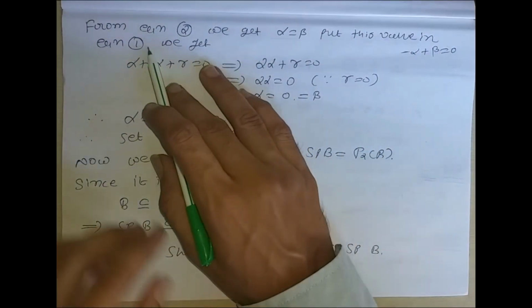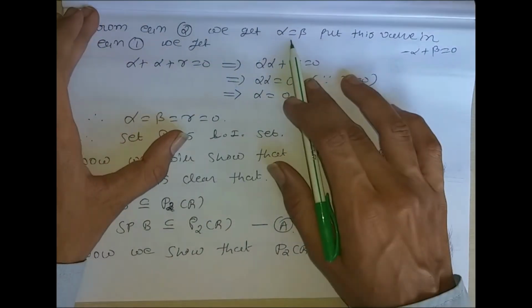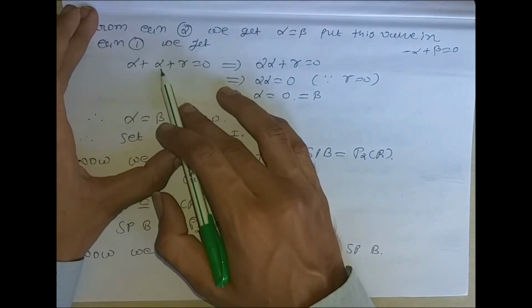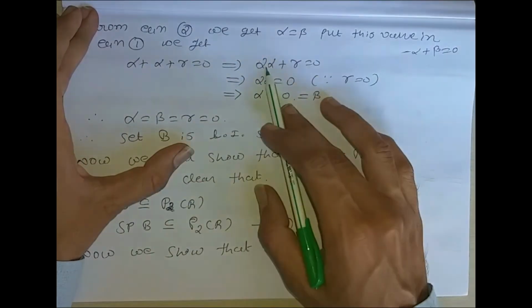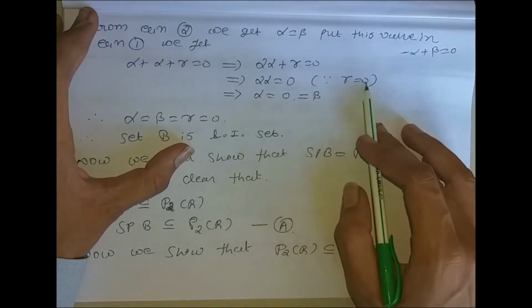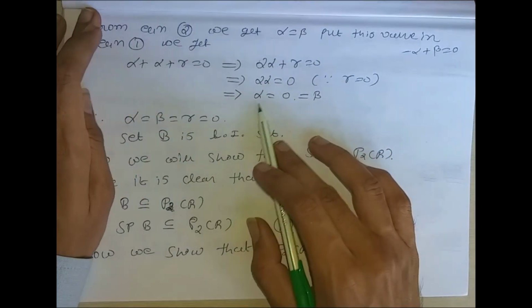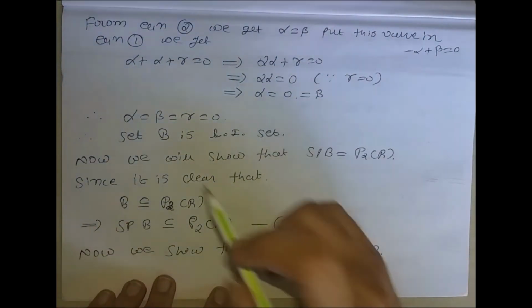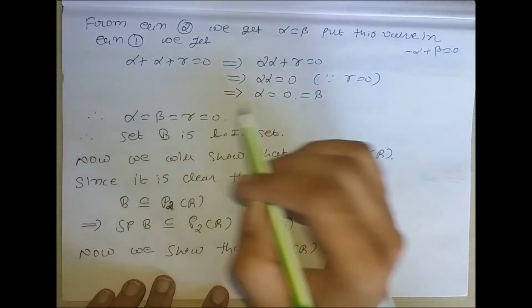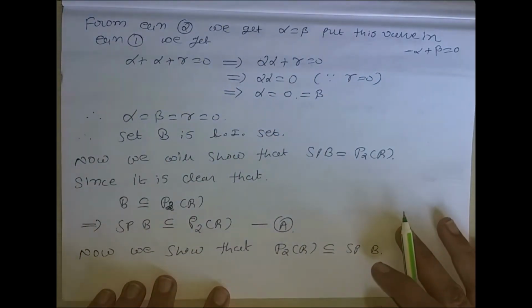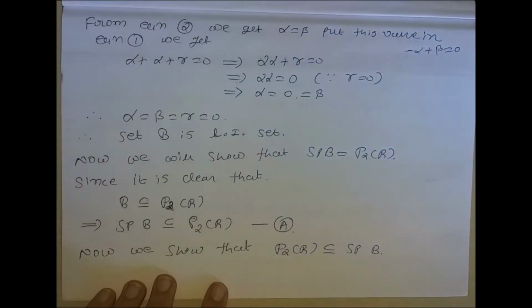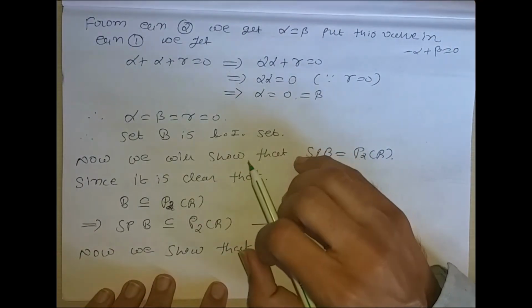Now from equation number 1, put this value of alpha is equal to beta as well as gamma is equal to 0. So 2 alpha plus gamma is equal to 0, but gamma is equal to 0. So 2 alpha is equal to 0. So alpha is equal to 0 is equal to beta. So we get alpha is equal to beta is equal to gamma is equal to 0. That is, all scalars are equal to 0. That is, only the trivial linear combination can give the 0 vector. Okay, so set B is a linearly independent set.